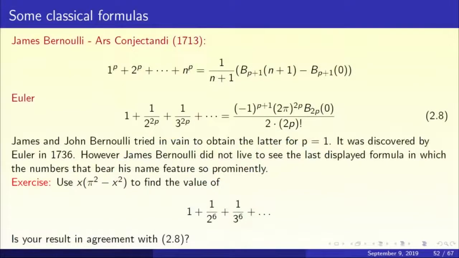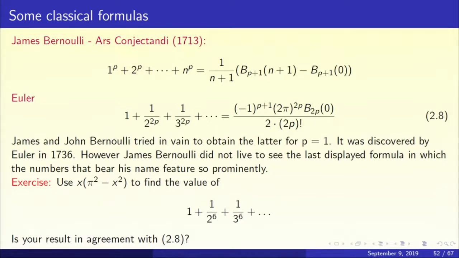You see the first one, it goes back to James Bernoulli in his monumental treatise called Ars Conjectandi, which was written in 1713, which is more than 200 years old. So 1 to the power p plus 2 to the power p plus etc. plus n to the power p. There's a closed formula for that, closed expression for this series. The sum of the series is 1 upon n plus 1 into bp plus 1 at n plus 1 minus bp plus 1 at 0.